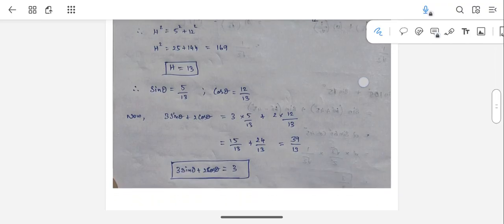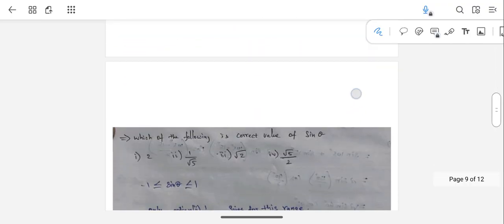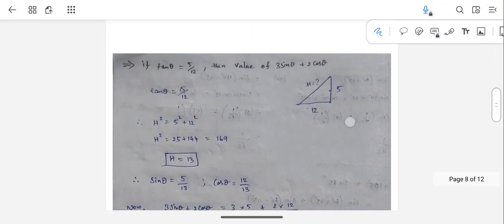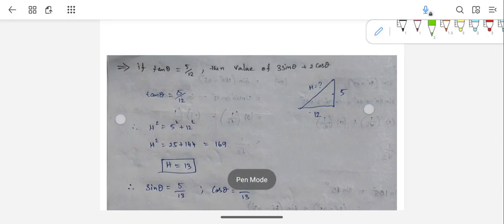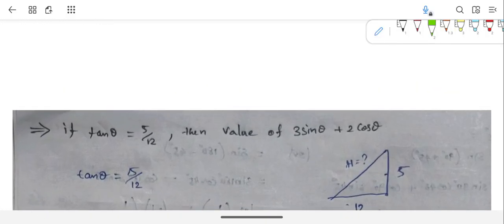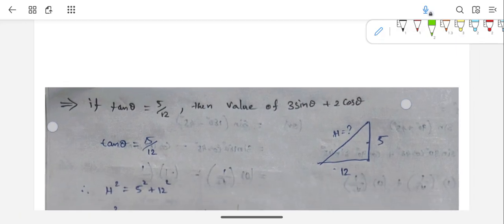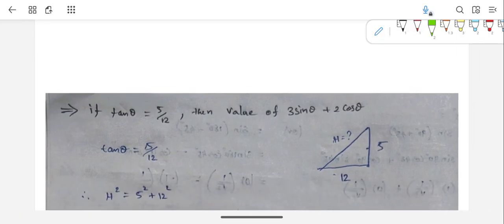Yeah, so some MCQs are also there, right? Let's see them one by one. The first question is: if tan theta is 5 by 12, what is the value of 3 sin theta plus 2 cos theta? The question is about this.